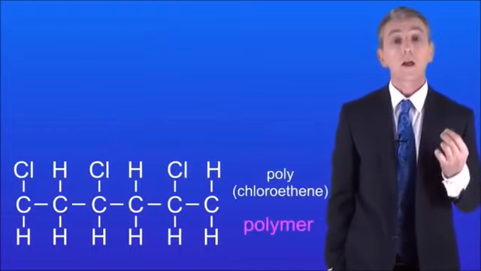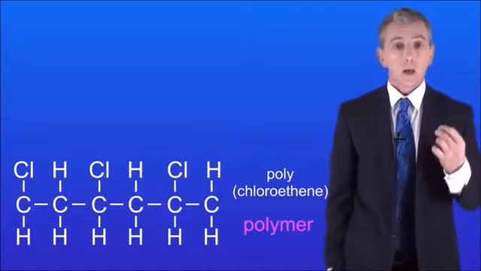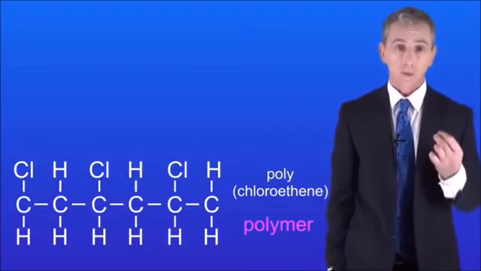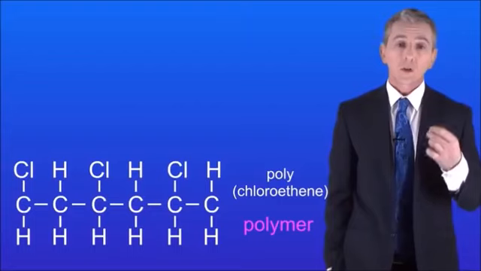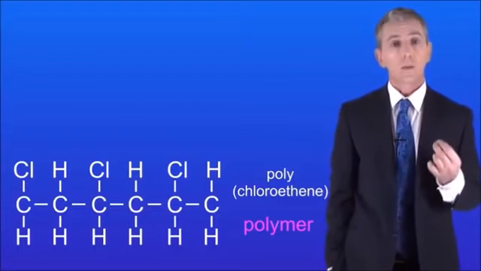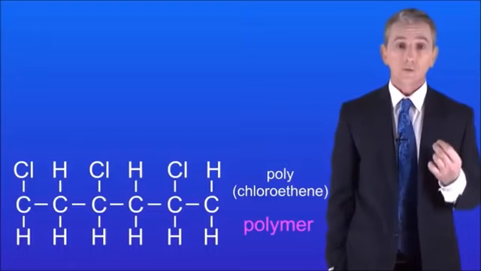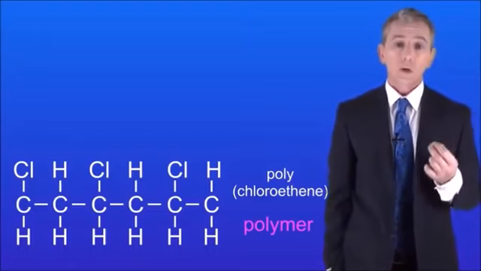This is called polychloroethene, but don't get hung up on the name. Now it does take a long time to draw out a whole polymer like this, so instead scientists draw the repeating unit, which is a sort of snapshot of what the polymer looks like. In your exam, you could be asked to draw the repeating unit for a polymer that you're given. So I'm going to show you how to do it.